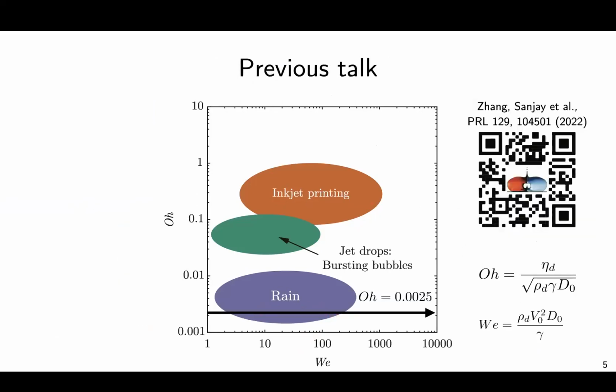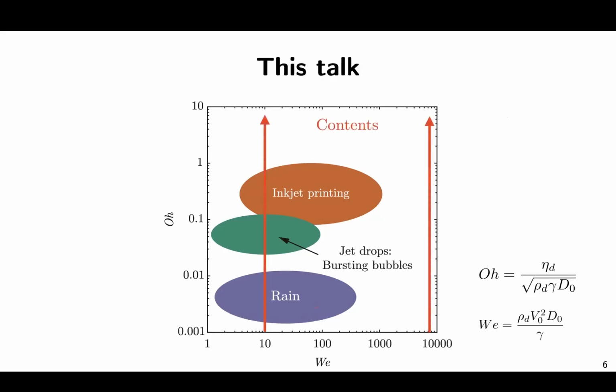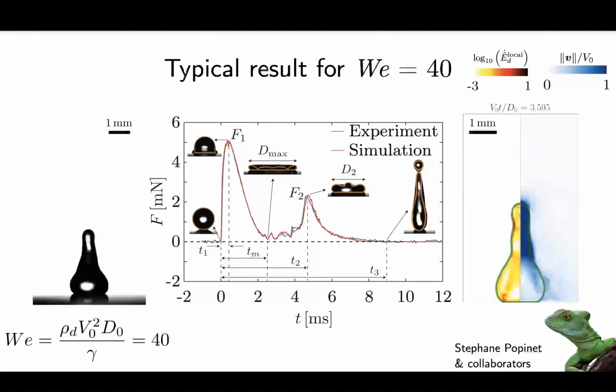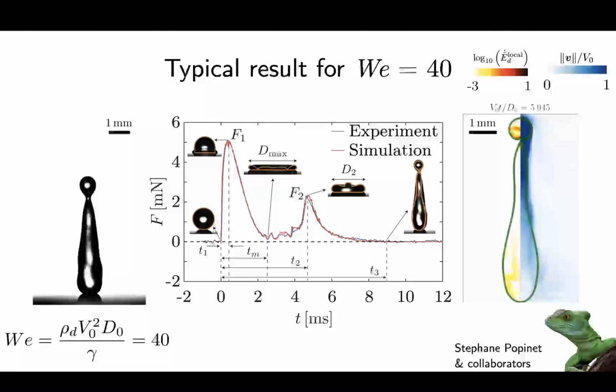In the previous talk, Detlef went through this parameter space in a horizontal direction. So he kept the Ohnesorge number constant, and there we varied the Weber number. In this talk, we are going to vary both the Ohnesorge as well as the Weber number. Before I do that, let me remind you of a typical result that we obtain in such a scenario. This is the drop impact process that you see right now.